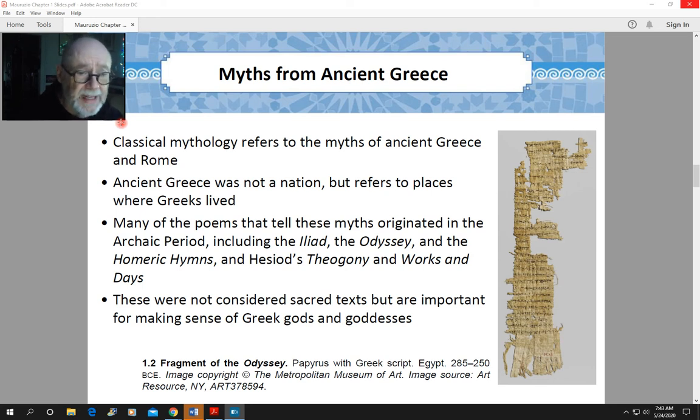So many of the poems that tell these myths originated in the Archaic period. This is the period from roughly 780 BCE up to about 480 BCE, so that 300-year period. The Iliad, the Odyssey, the Homeric hymns, some of the Homeric hymns. There are 31 Homeric hymns, definitely written quite a bit later, and Hesiod's Theogony and Works and Days were written contemporaneous with the Iliad and the Odyssey. We will be looking at some of the Homeric hymns. We will be looking at Hesiod's Theogony. We will be looking at parts of the Iliad and the Odyssey. Sadly, we will not really be looking at the Works and Days.